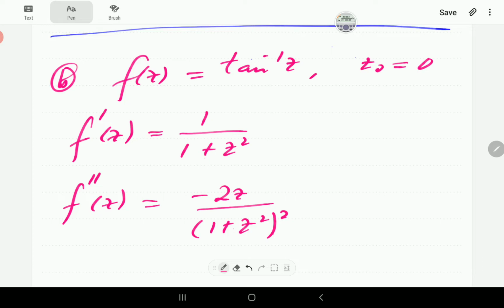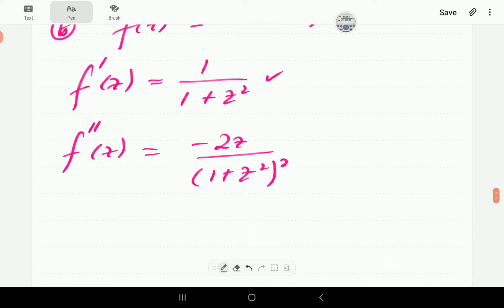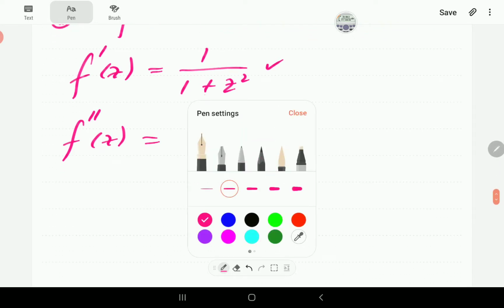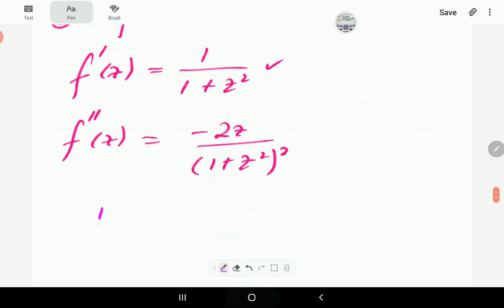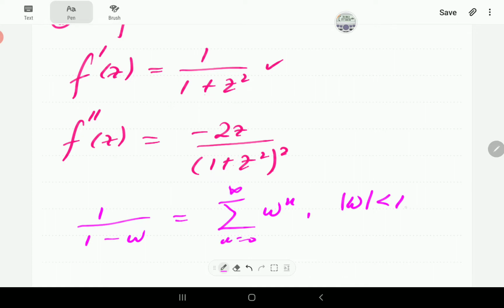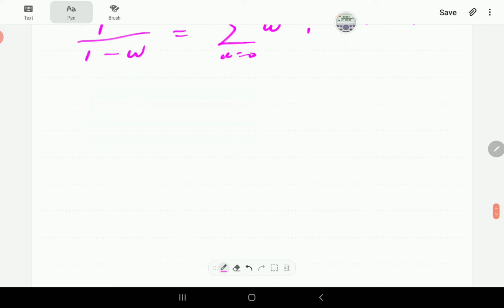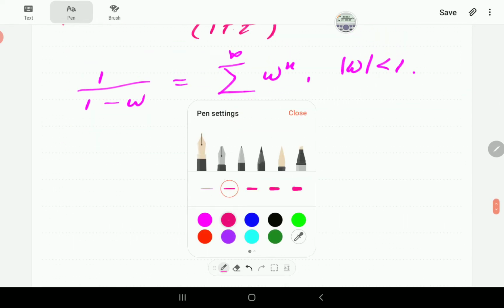What we will do is we notice that this expression for f prime can be put in the form of the geometric series, because in the geometric series we've got 1 over 1 minus w equals the summation of w to the power n, and the region of convergence here is this one. So that's exactly what we're going to work with.